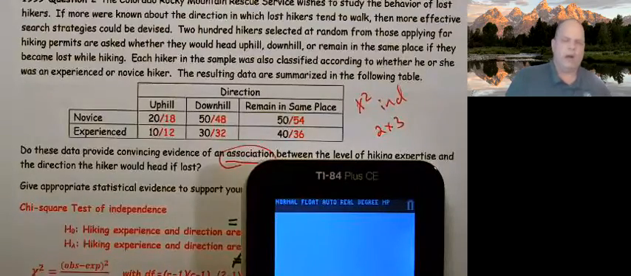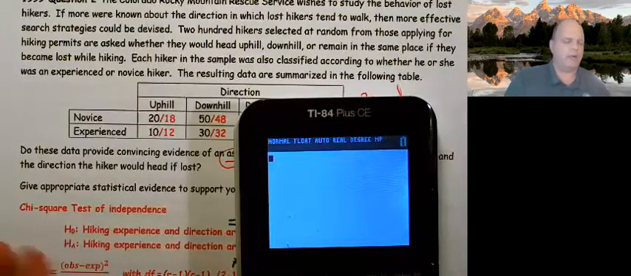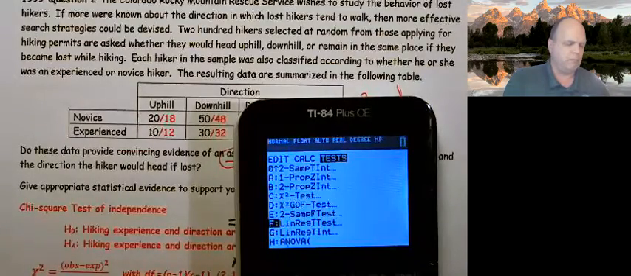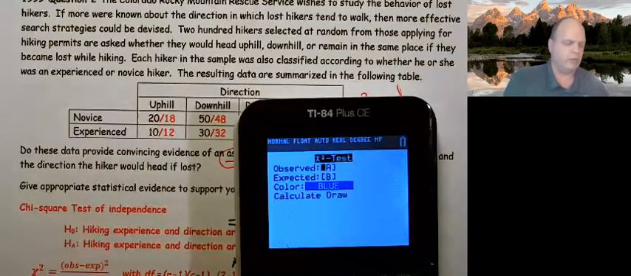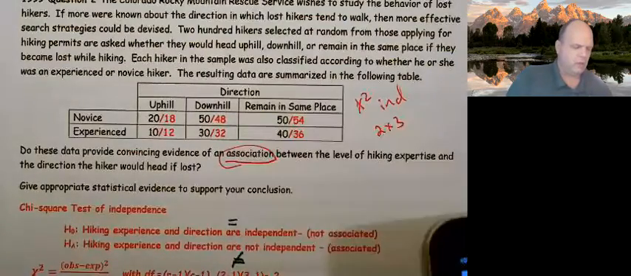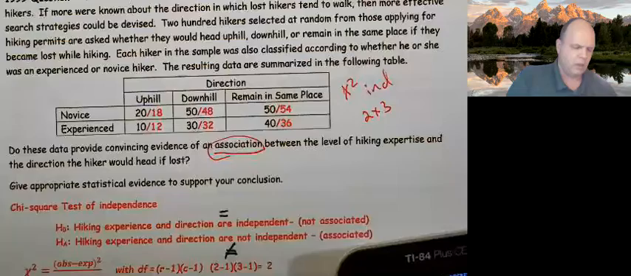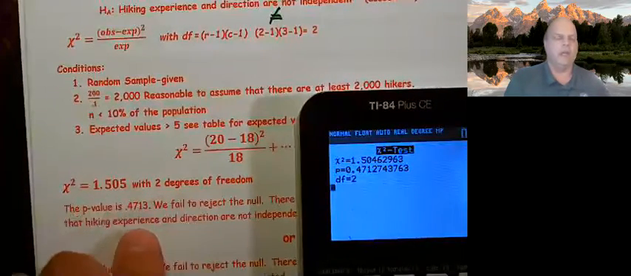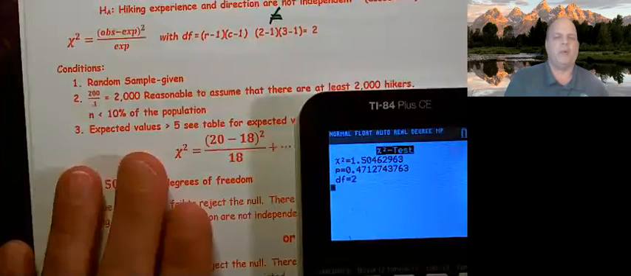Second quit. Now, I'm going to have to run my test before I get my expected values. So stat, test, chi-squared test, not a goodness of fit, it's independence. And I end up getting a chi-squared value of 1.505 with 2 degrees of freedom and a p-value of 0.47. We'll deal with that in a moment, but we've written it down.